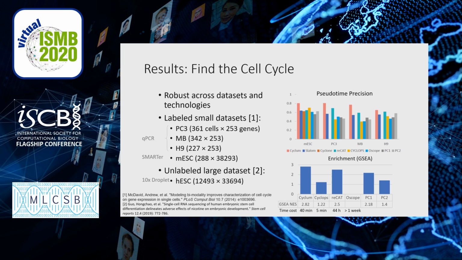Cyclone also scales to larger datasets. We tested it on a human embryonic stem cell dataset with more than 10,000 cells. Because there is no ground truth label, we used the GSEA enrichment score of the cell cycle gene set as a criterion. It shows that Cyclone returns the best result within a reasonable period of time.